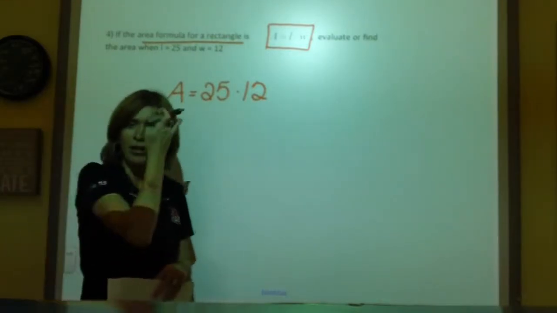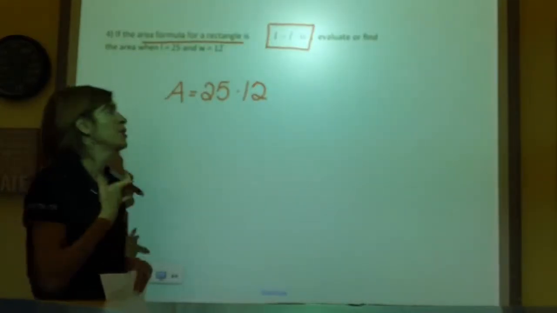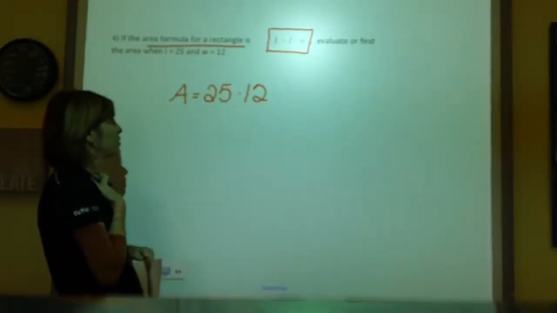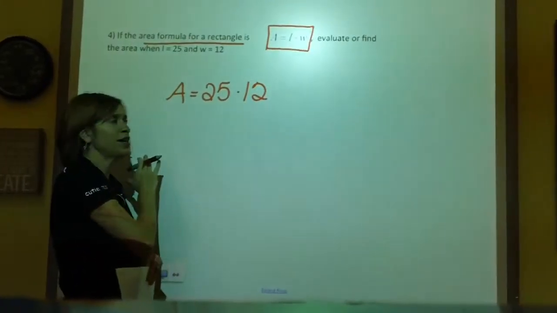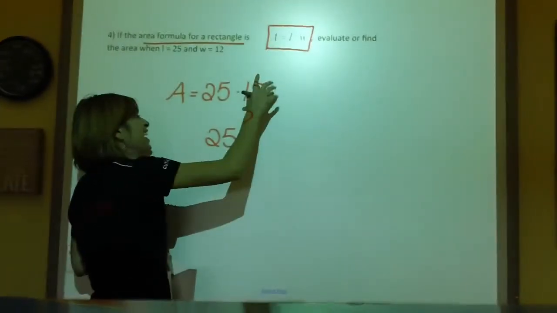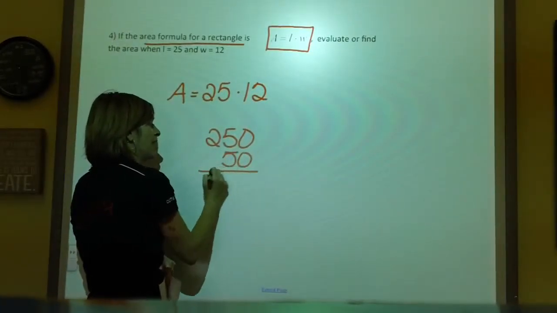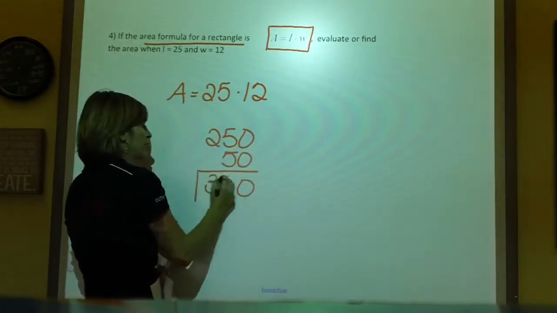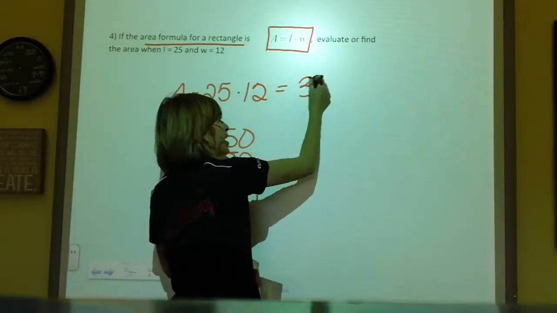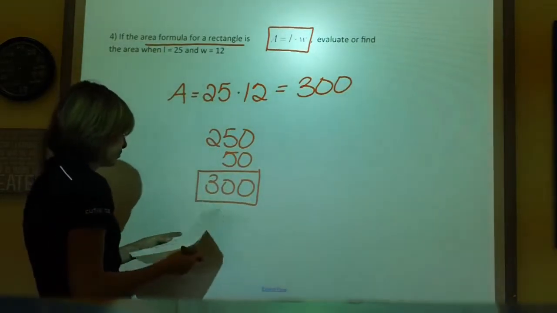Let's try and do this without a calculator. Lots of ways you can do it. Some of you, I'm going to give you a second to do it. The way I probably would do it is I always say, well, that's pretty close to 10. So I did 25 times 10, which is 250. And then I need 2 more 25s, which is 50. And I get 300. Okay? So my area is 300. Okay? All right. Moving on.